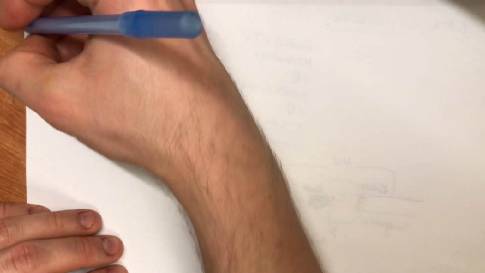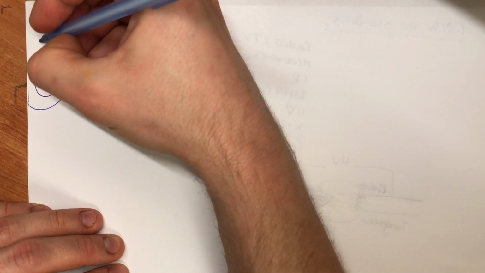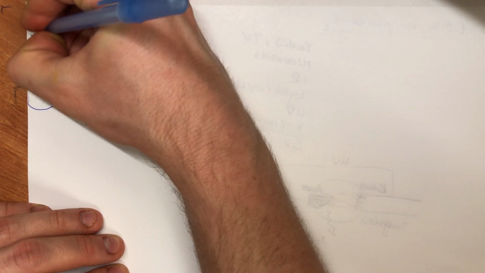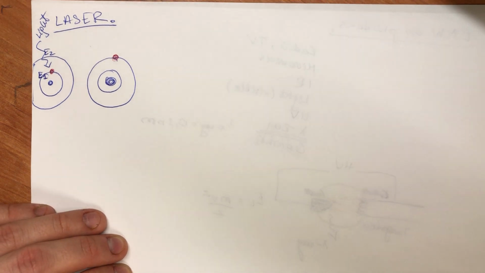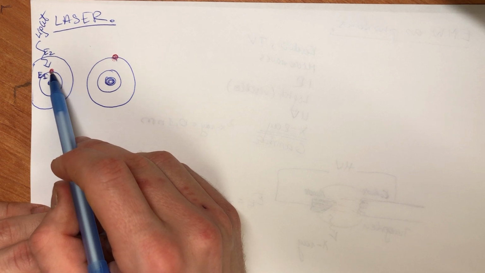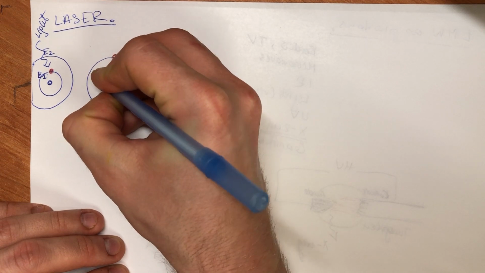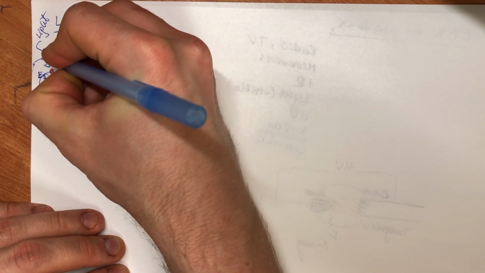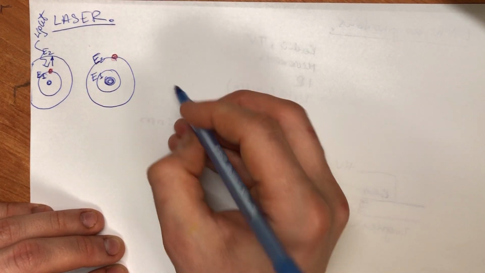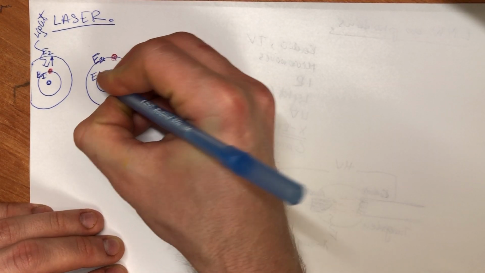And then light comes to this electron. So this electron, what does it do? It moves from the E1 state up to the E2 state. It absorbs energy, so it moves to the E2 state here. This is E1.